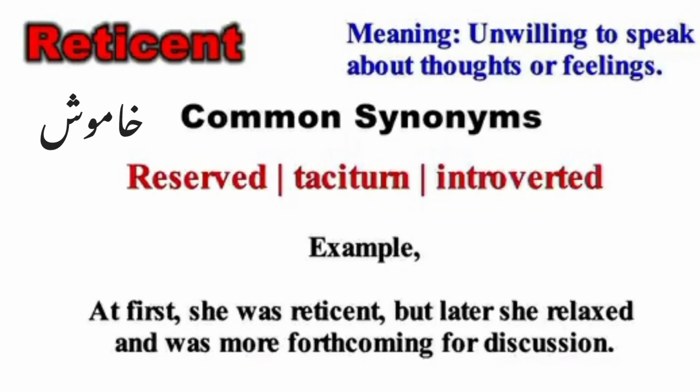Reticent. Reticent का मतलब होता है खामोश. Reticent, खामोश. Common synonyms are reserved, taciturn, and introverted. At first, she was reticent, but later she relaxed and was more forthcoming for decisions.